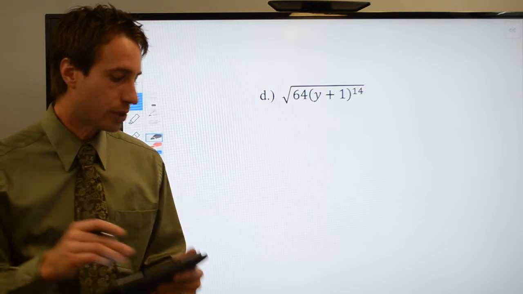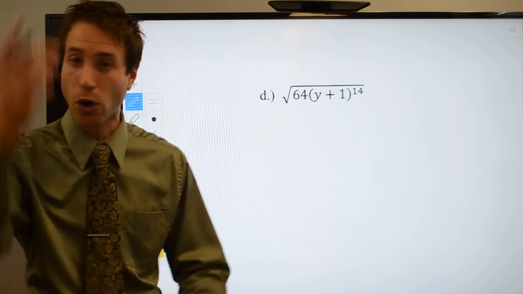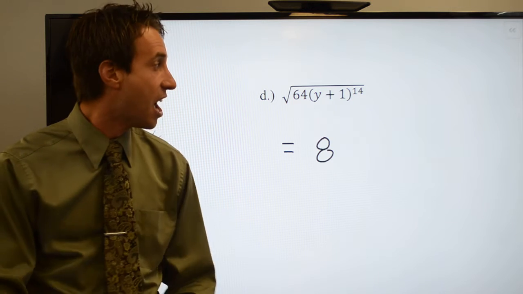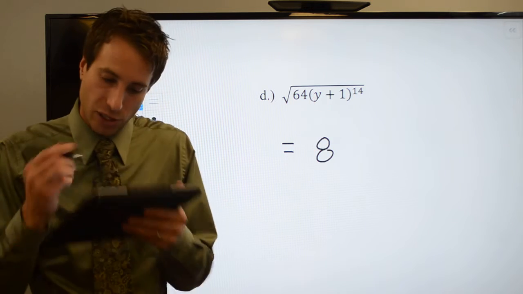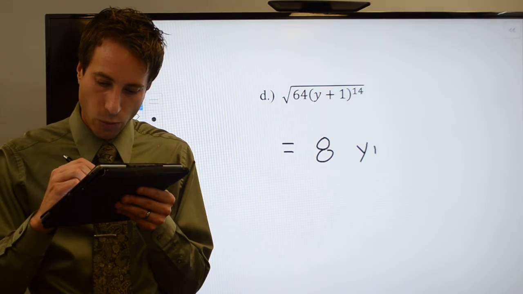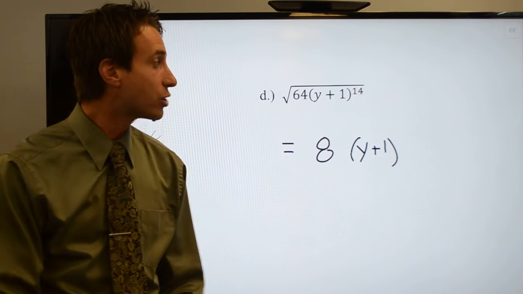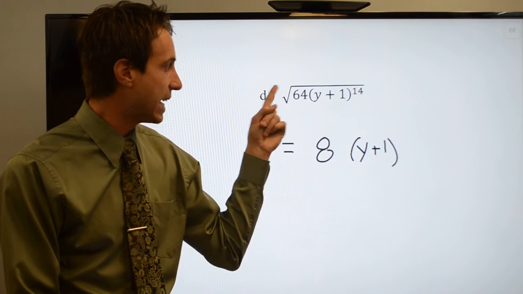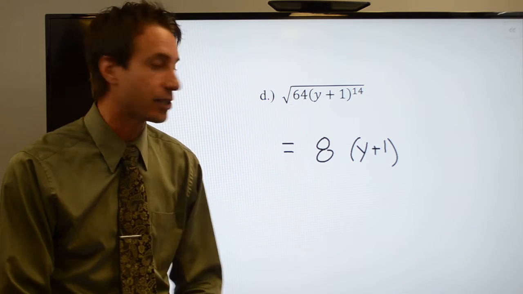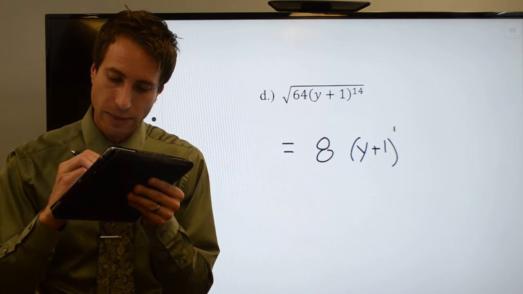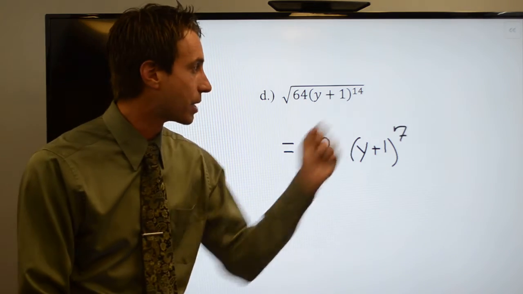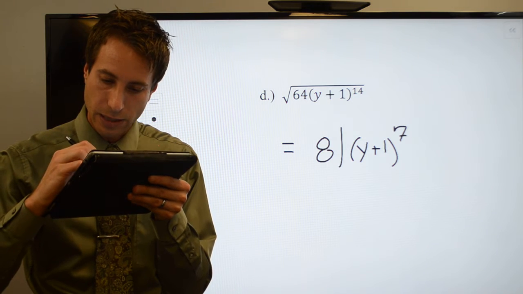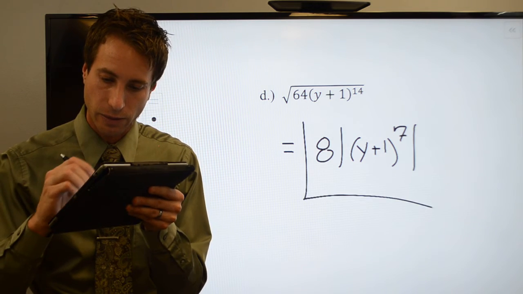I want you to take the square root of 64 times the quantity y plus 1. No problem, I can do that. Square root of 64 is an 8. And then I have the quantity y plus 1, which is raised to the 14th power. Index is 2. 14 divided by 2 is 7. So now it's going to be to the 7th power. I went from something that's even to now a power that is odd. You need to put it in absolute value.